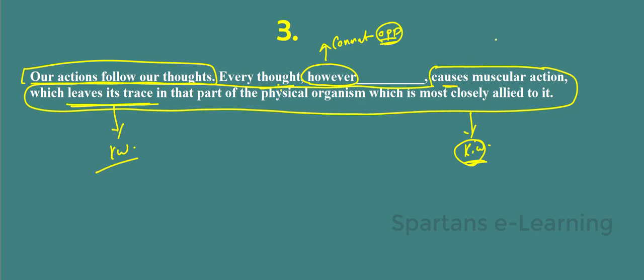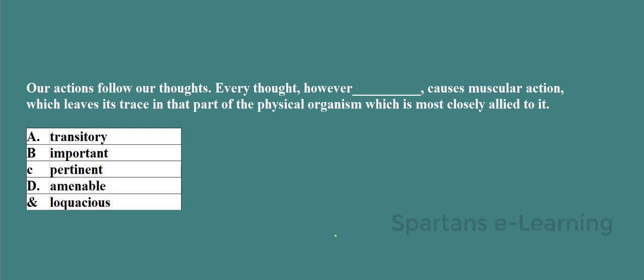So if it is leaving out some traces, the exact opposite of leaving traces must be fleeting, right? Something like evaporating. So every thought, however fleeting, even though it is a kind of fleeting thing, it has the potency to leave out some traces. That's it. So we identified the connector, we identified the keyword, and we understood the meaning of the keyword, and based on this meaning you have to bend the meaning of this keyword. Why? Because the connector is an opposing connector, right?